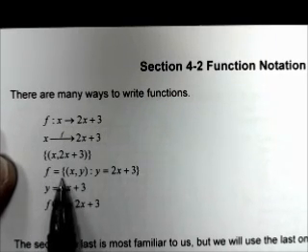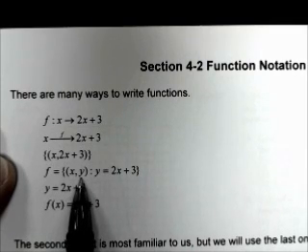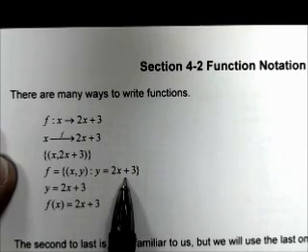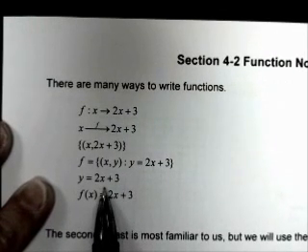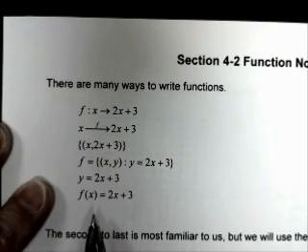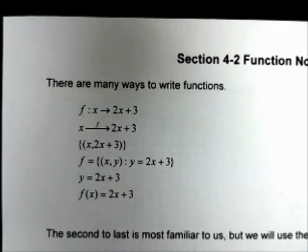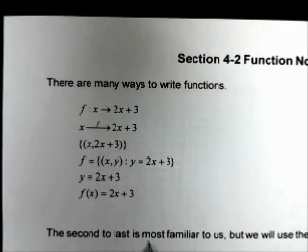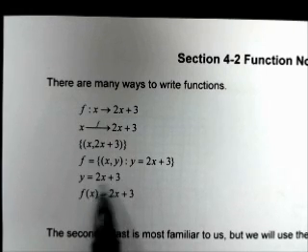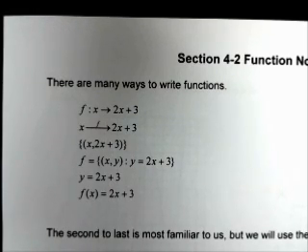Function f equals the set of xy such that y is equal to 2x plus 3, y equals 2x plus 3, and f of x equals 2x plus 3. The second to last is most familiar to us, right? Y equals 2x plus 3, but we will use the last one most often from now on. F of x equals 2x plus 3.